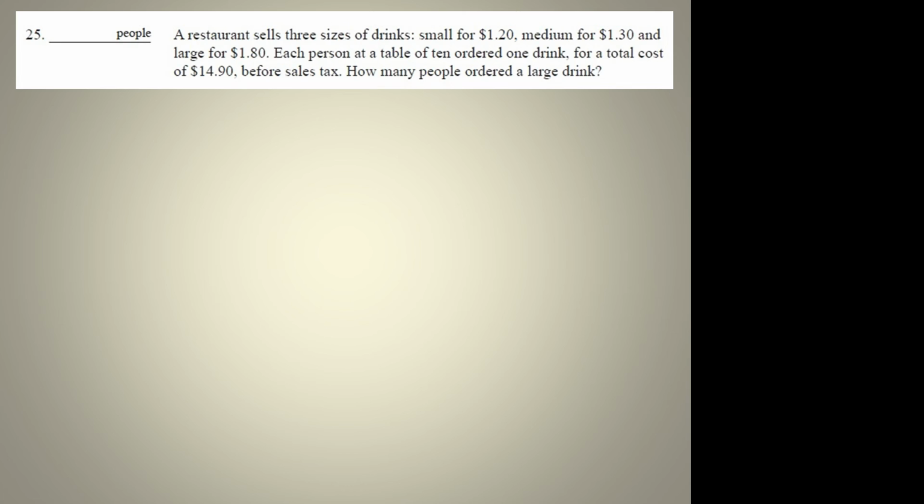Okay, and think about this. There are 10 people at a table, and each one ordered one drink. So that means exactly one drink. And the 3 drinks: the smaller one is $1.20, the medium one is $1.30, and the larger one $1.80. So for a total cost of $14.90 before sales tax, how many people ordered a large drink?